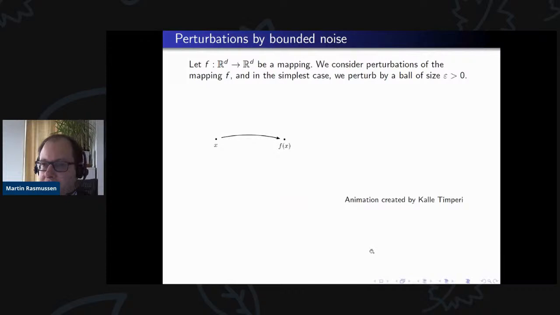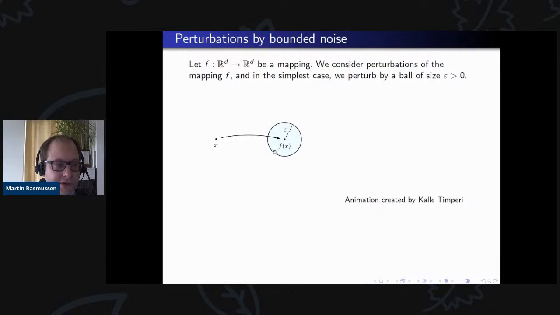Here we look at a discrete time dynamical system. We look at a mapping F from R^D to R^D. Discrete time dynamical system means we just iterate this mapping and we describe the dynamics. We map some point X to F of X, and then to F of F of X, and so on. But now we use perturbations in each step. For simplicity, we just perturb by some ball of size epsilon greater than 0. So you make a perturbation of your dynamics, and then you have to evolve this situation.